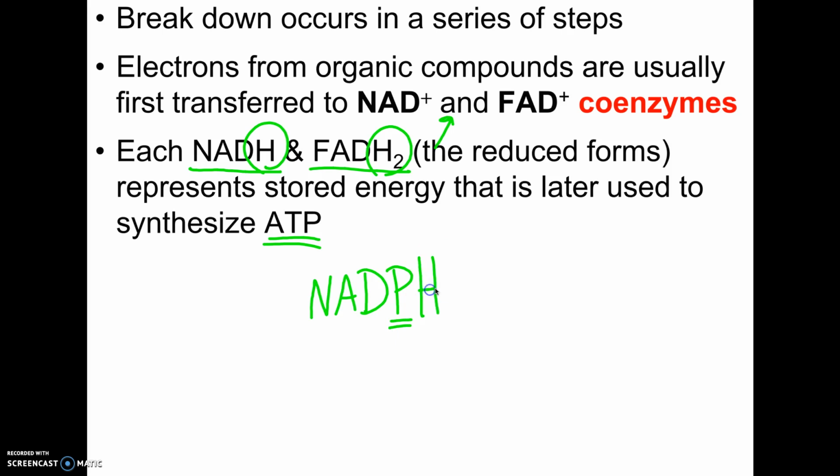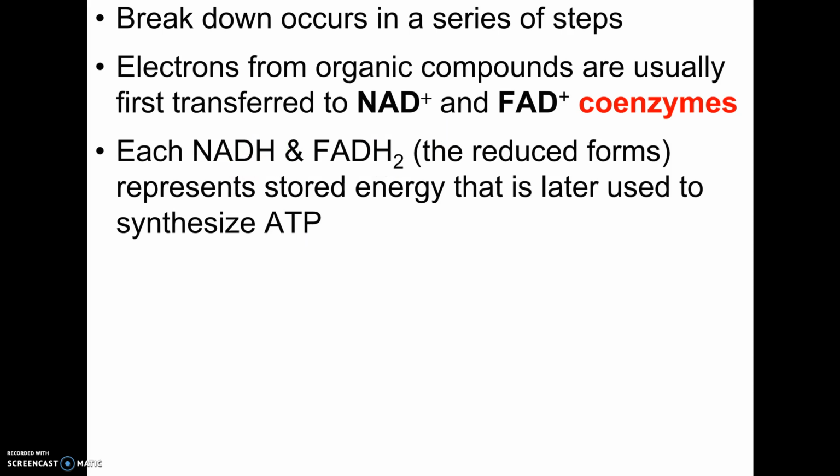NADP, and when it picked up hydrogen, it was NADPH. One way to remember this, and the P does not stand for photosynthesis, but sometimes you can remember that NADP is the one in plants. Think of P for plants or P for photosynthesis. And that NADH and FADH without the P, those are the ones that are in cell respiration.